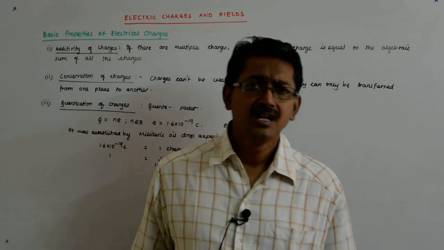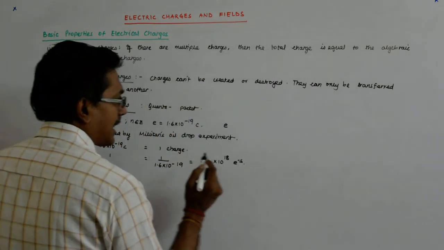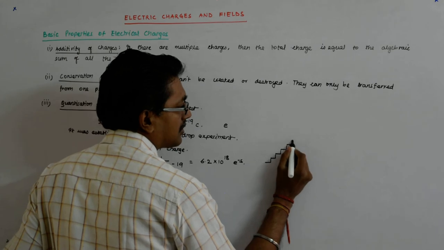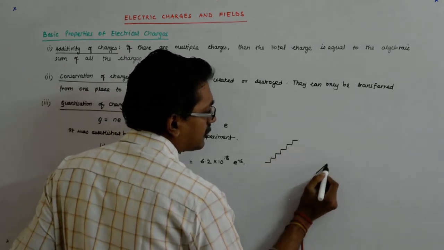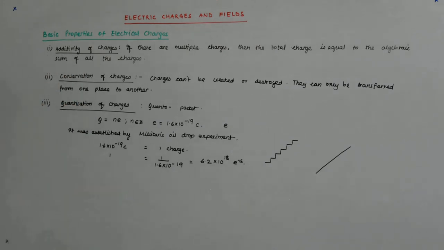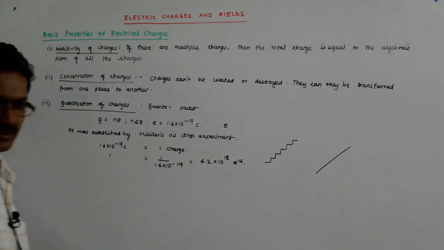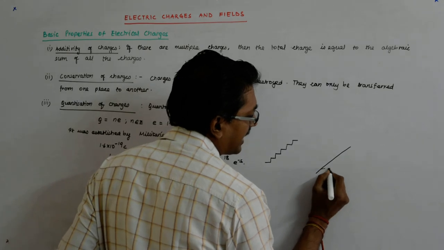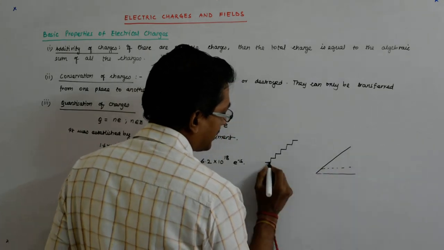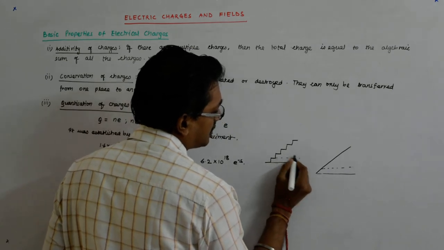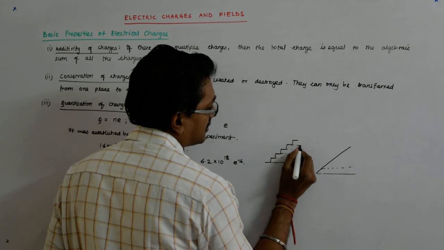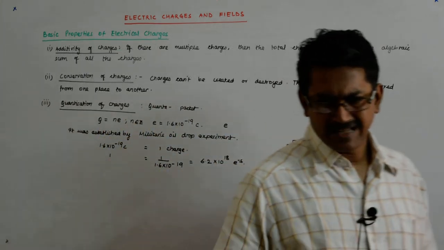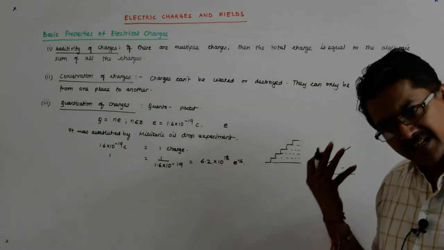Now what happens? It is something like a step. A step is a quanta, and a slope is a continuous function. Understand that? That is the difference. This is quantization, this is not. Why? Because on a slope you can be anywhere. You can take any height from the ground. Here the heights that are possible are in steps. You cannot be anywhere in between. That's what quanta is.